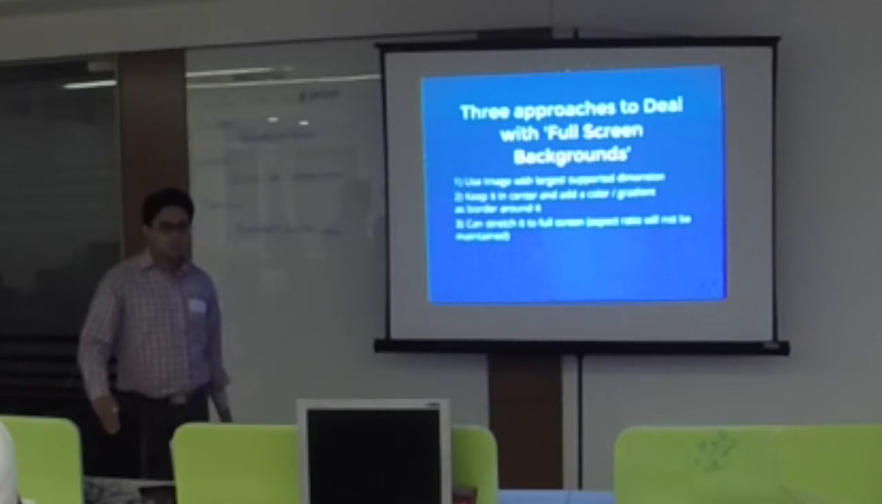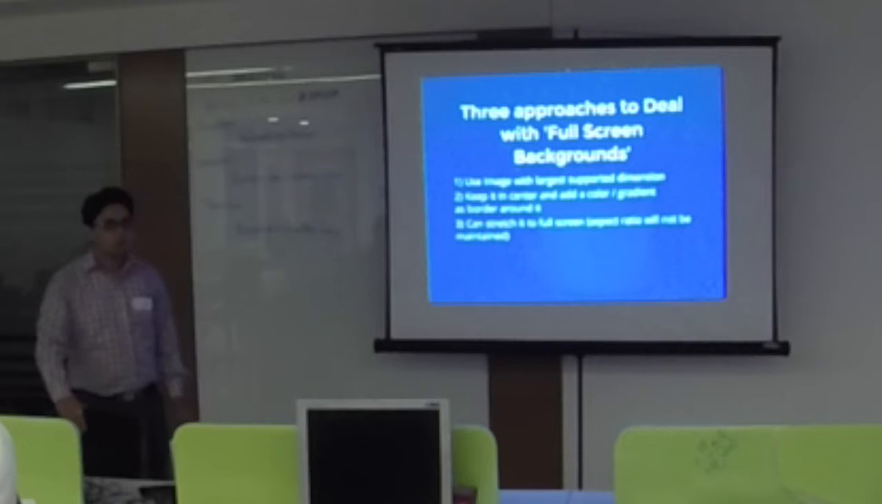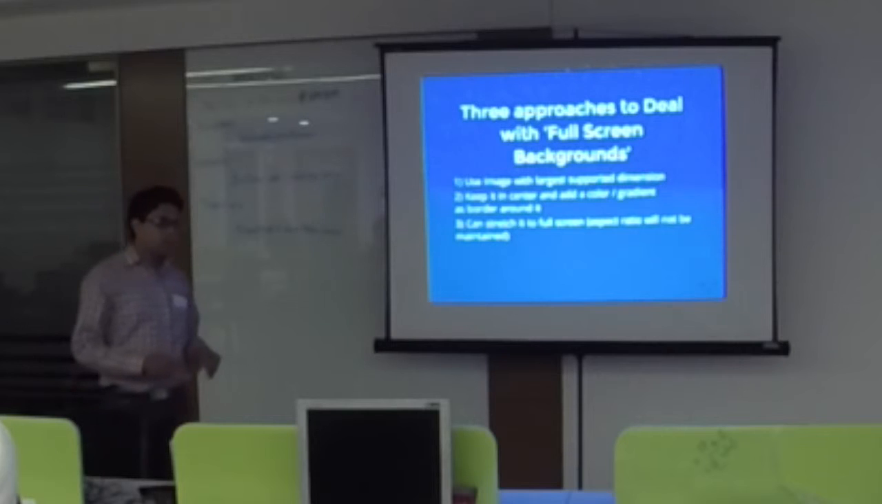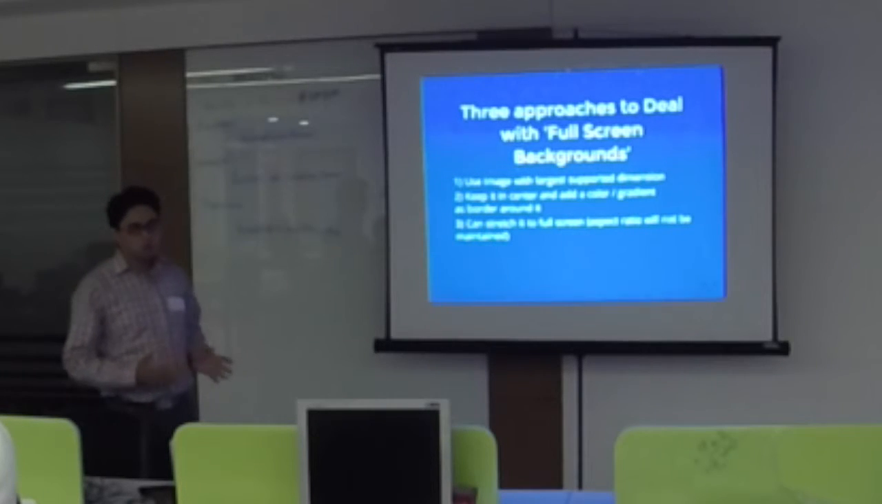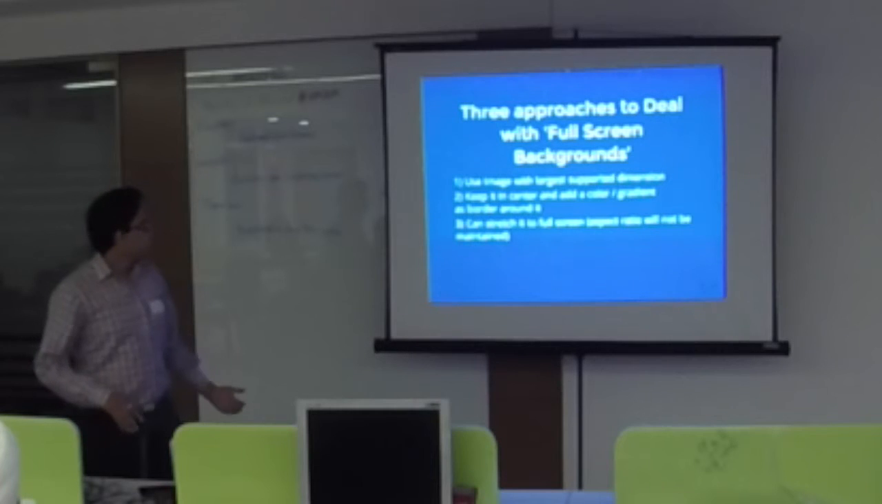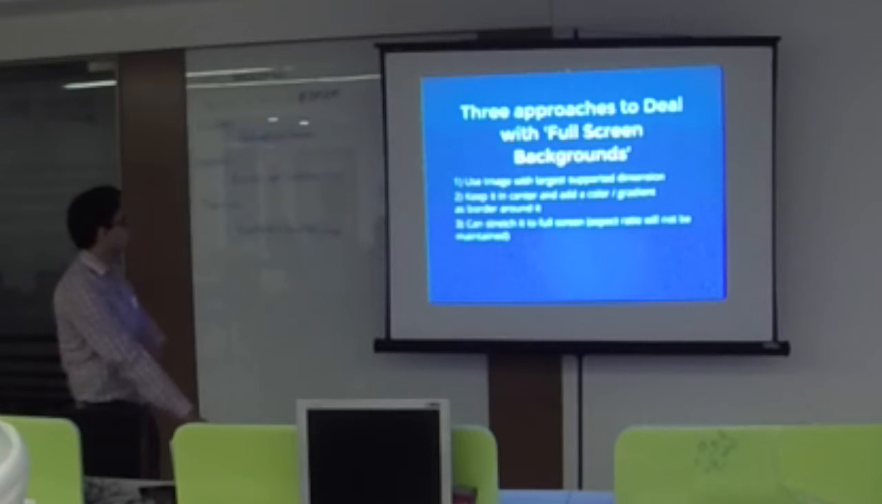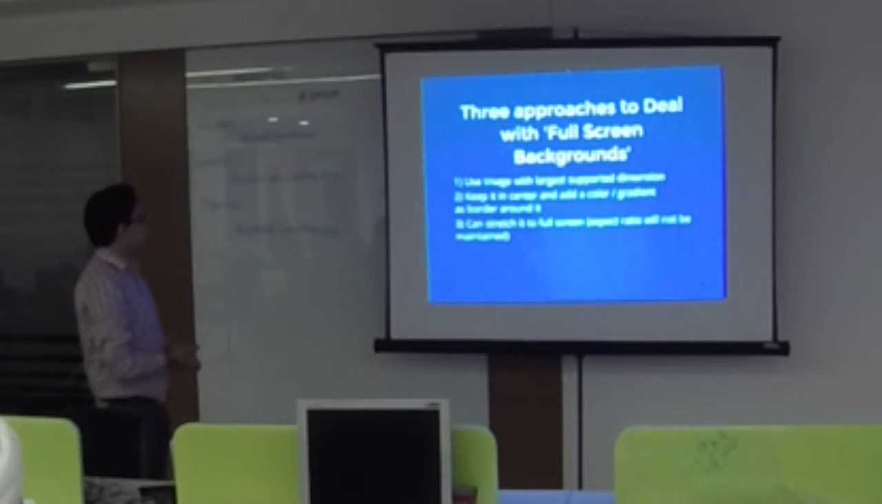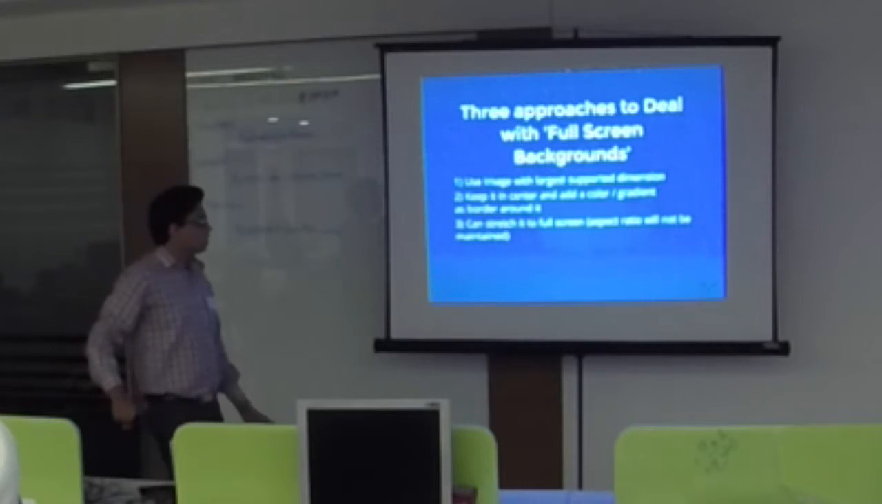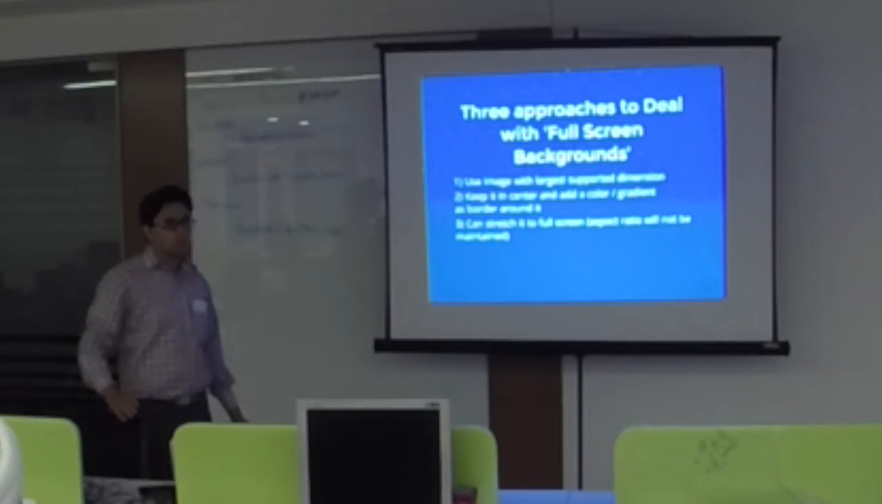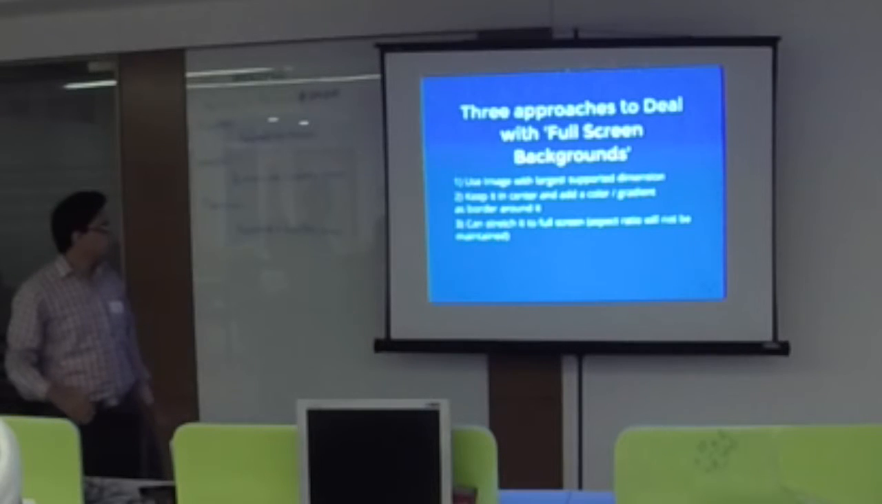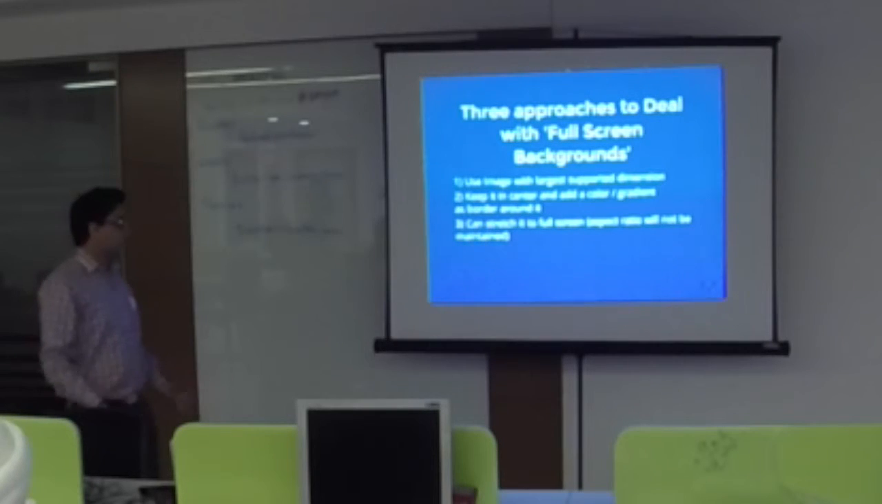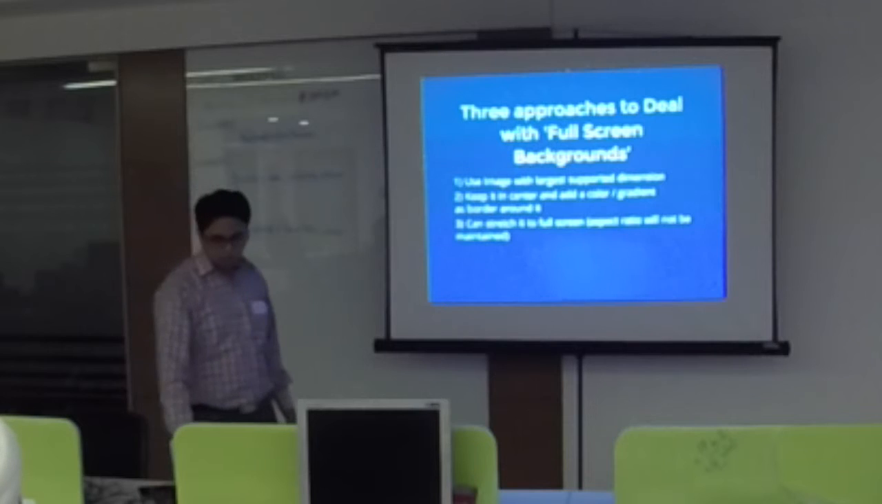As we said, the aspect ratio of Android devices can also vary. So if we provide full screen images as background, it will either stretch or skew on different devices. There are few approaches using which we can avoid that. We will further discuss them in our further slides. So first approach is we can use image with largest supported dimension. Second approach is we can keep the image in the center and add a colored or gradient border around it, or we can stretch the image to accommodate the full screen.